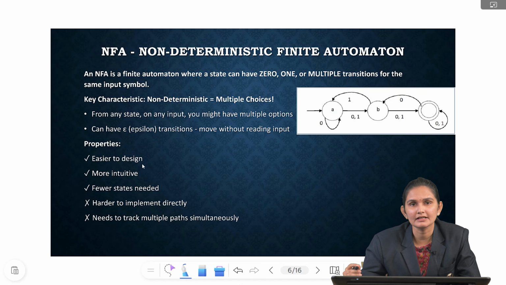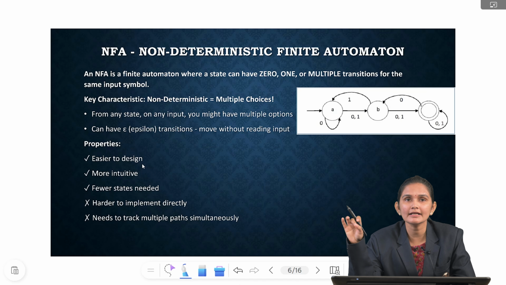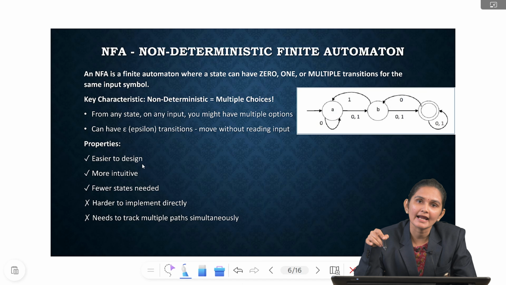The properties here are, it is easier to design with fewer states, but the difficulty here is that backtracking will be done. Why? Because one state could go to so many multiple states. If at all the string is not accepted, then it will come back and again go in another path.